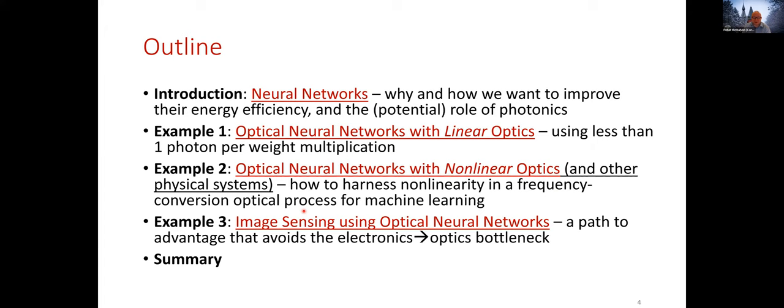But really, this is a project that we've embarked on where we're motivated by trying to eliminate one of the bottlenecks, the electronics to optics bottleneck that appears in normal optical neural networks when one is trying to directly compete with a GPU as an alternative to a GPU or a CPU or some other electronic processor.